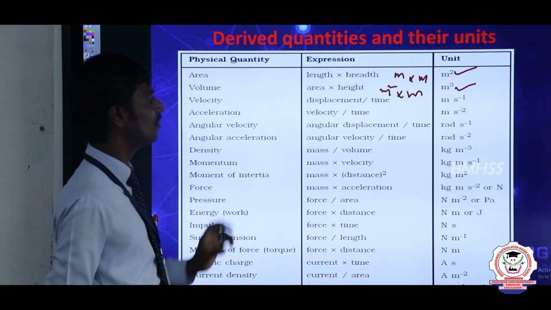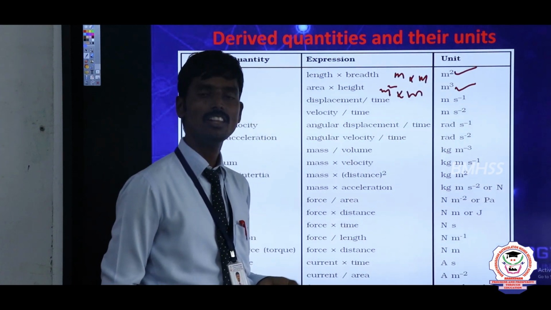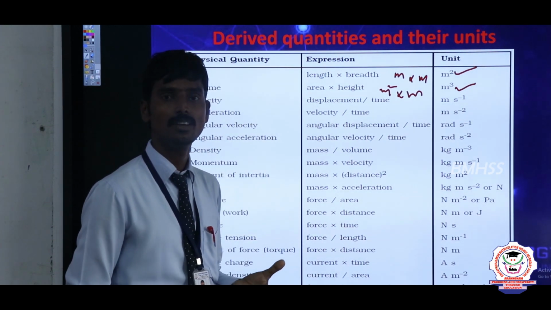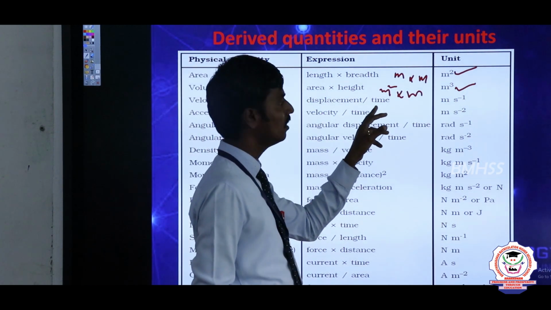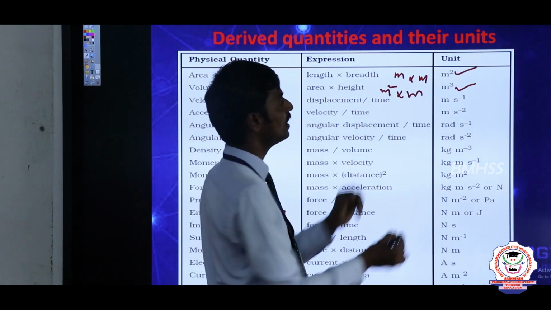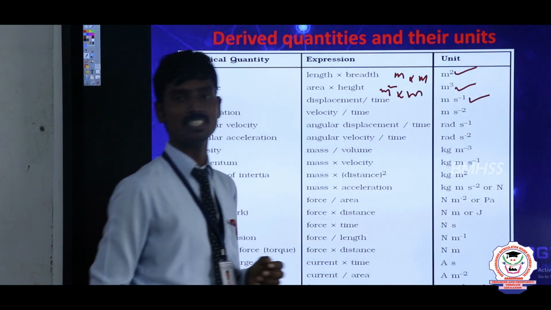Next one is velocity. What is the meaning of velocity? Displacement by time taken. How to measure displacement? Meter only. Here displacement meter, time second. So what is the answer? Meter per second, in other words we are calling it meter second inverse.